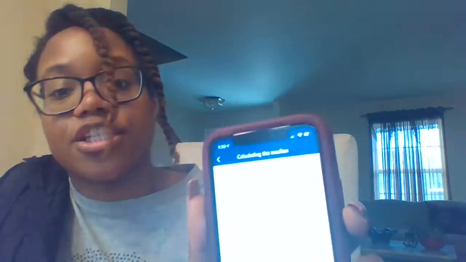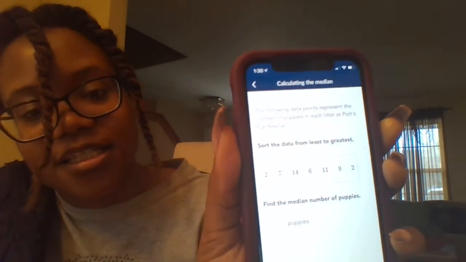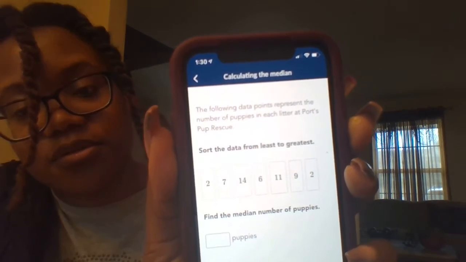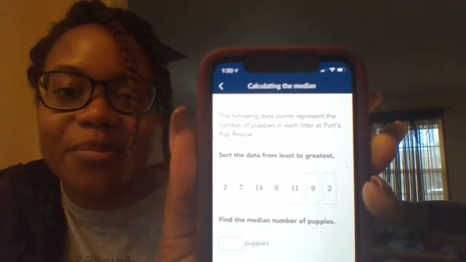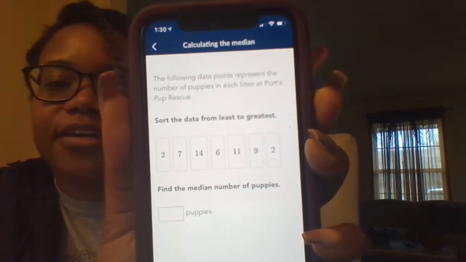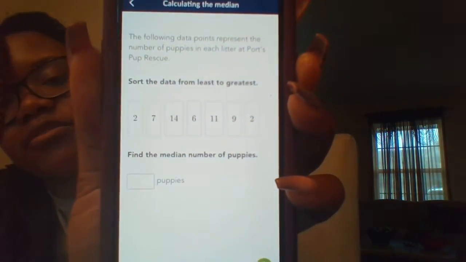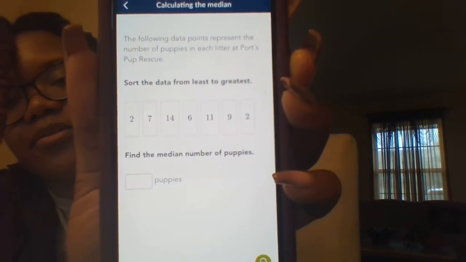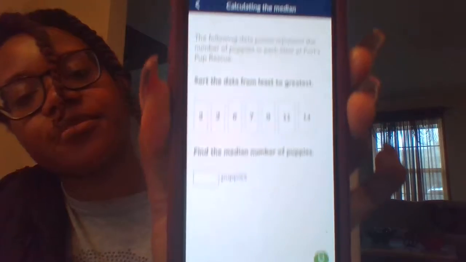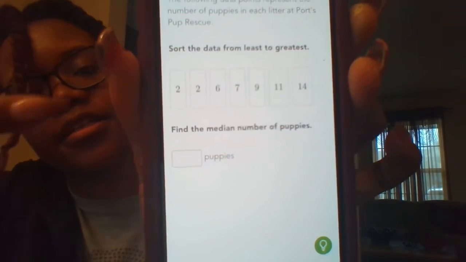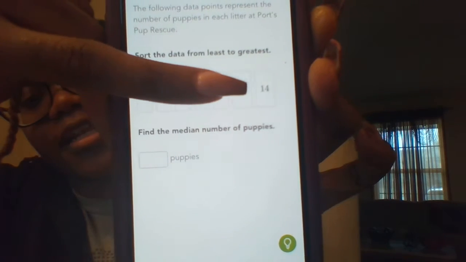The last set I assigned for today, for algebra, was calculating the median. So they actually get you started by right away suggesting that you sort the data from least to greatest because that's the best way, probably the only way to find the median by hand. So in this given scenario, it says the following data points represent the number of puppies in each litter at Port's Pup Rescue. So again, we're going to put them in order from least to greatest and then find the median. So let me go ahead and do that. All I did was simply rearrange the numbers so they're now in order from least to greatest. So we have 2, 2, 6, 7, 9, 11, 14.